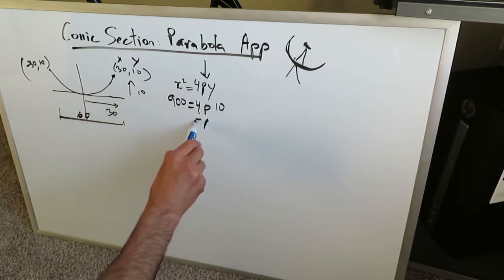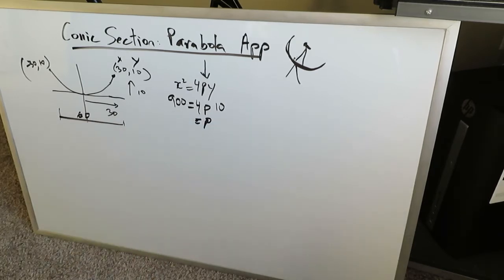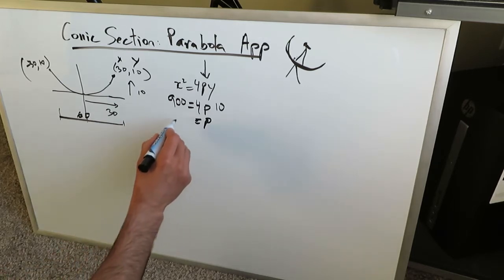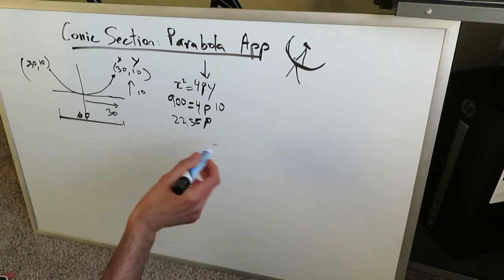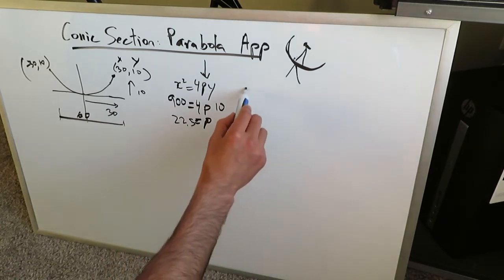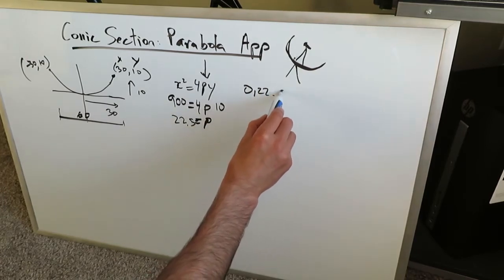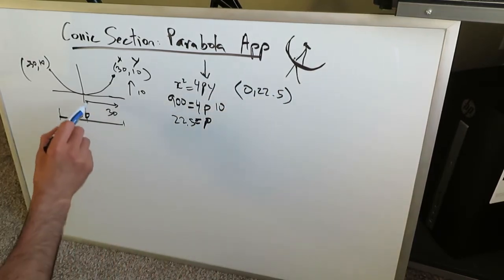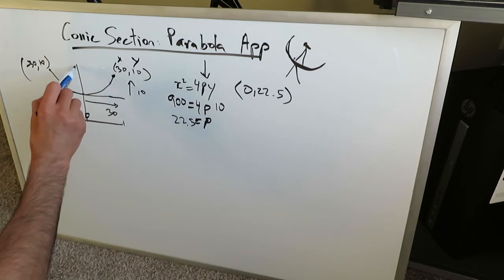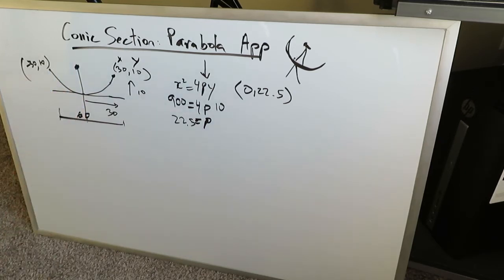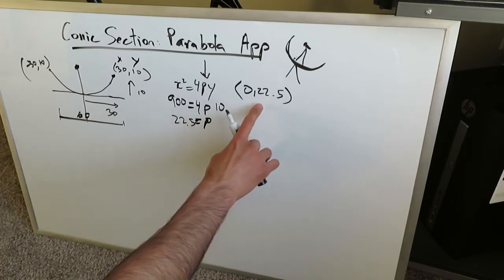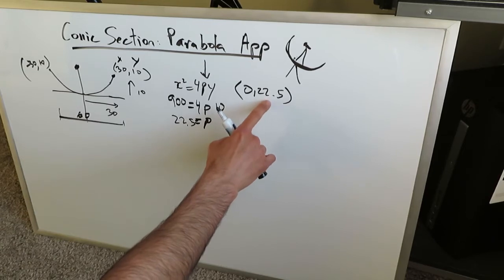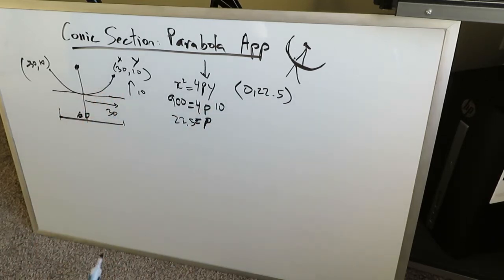Let's calculate for that p. I'm going to use the calculator here: 900 divided by 40 gives 22.5. And as I said, the units are meters, feet, centimeters, inches, whatever. So my focal point will be 0, 22.5. Now if you think about it, if you're 30 units up here, 22.5 is kind of up here. But if you're talking about a large receiver, 22.5 feet or meters, that's pretty high.